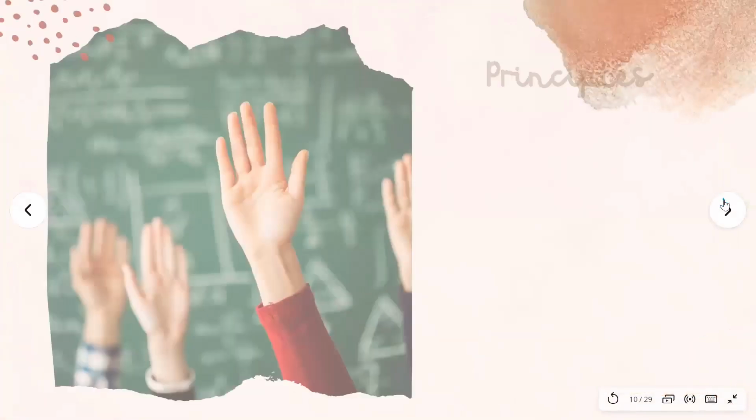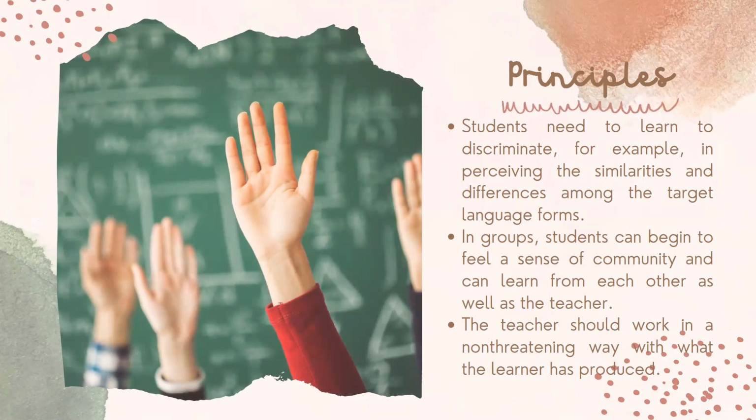Next principle, students need to learn to discriminate, for example, in perceiving the similarities and differences among the target language forms. We also have in groups, students can begin to feel a sense of community and can learn from each other as well as the teacher. Cooperation, not competition, is encouraged. The teacher should work in a non-threatening way with what the learner has produced.